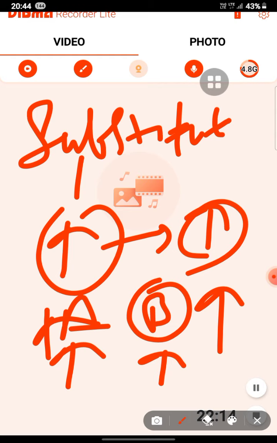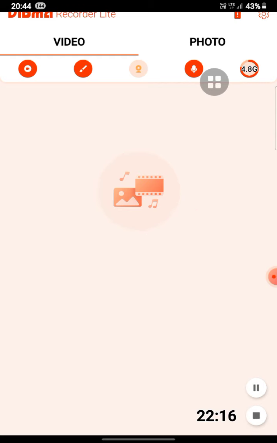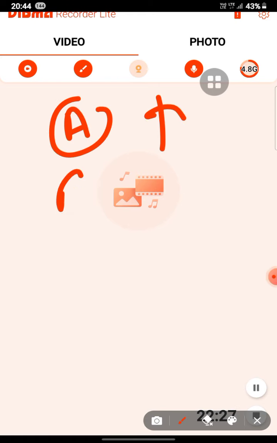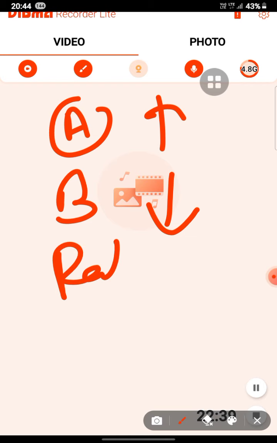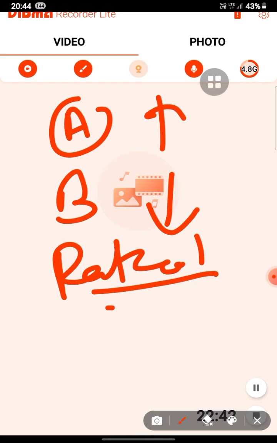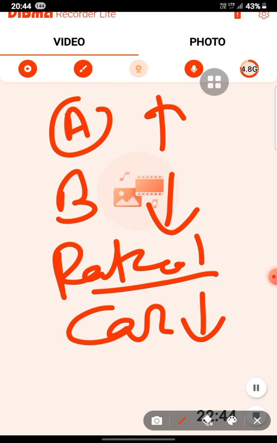Now complements. These were the substitutes; now we are talking about complements. Complements are two goods for which an increase in the price of one leads to a decrease in the demand for the other. Like if A's price is increasing, then B's demand will reduce. For example, petrol and car: if there is an increase in petrol price, then car buying will automatically decrease.